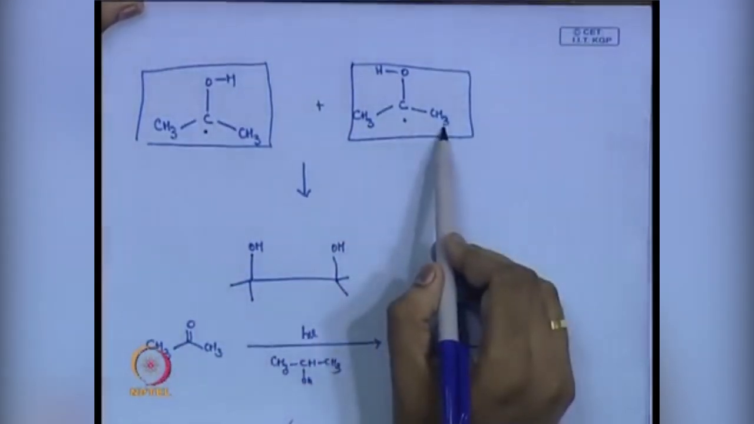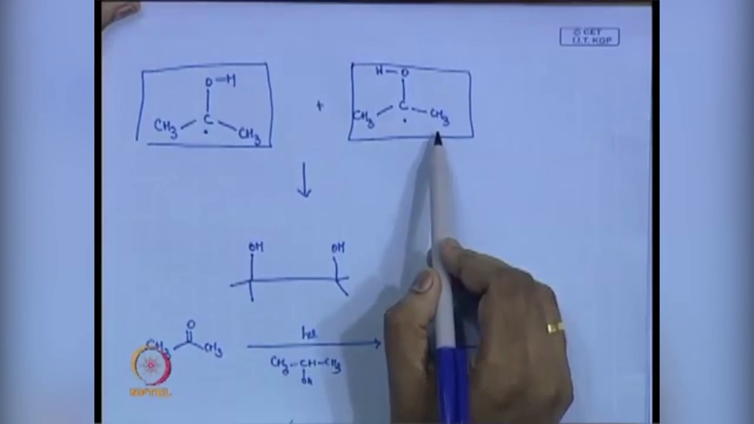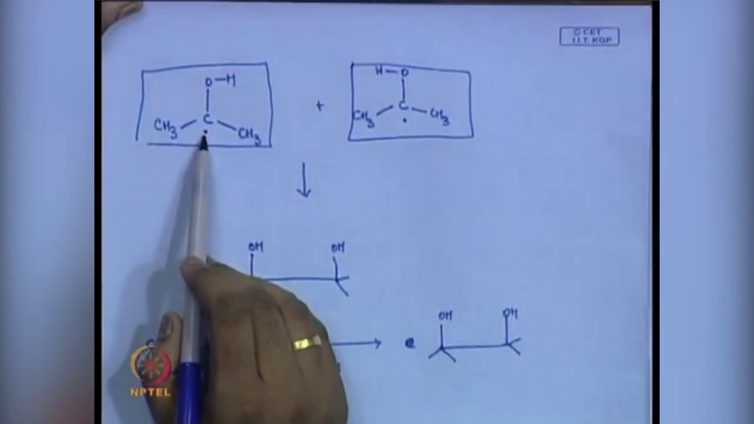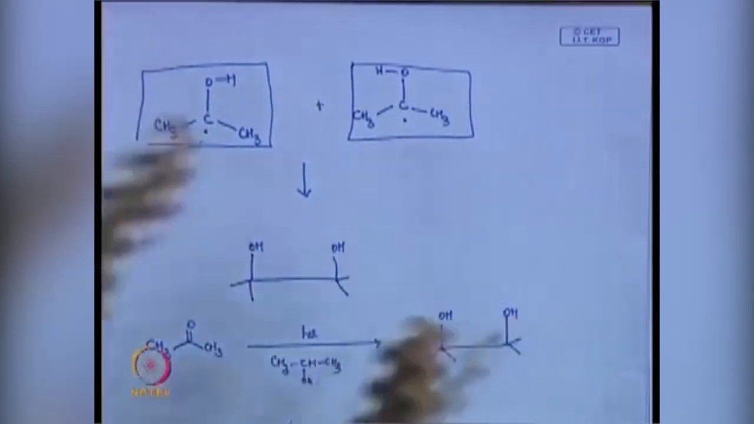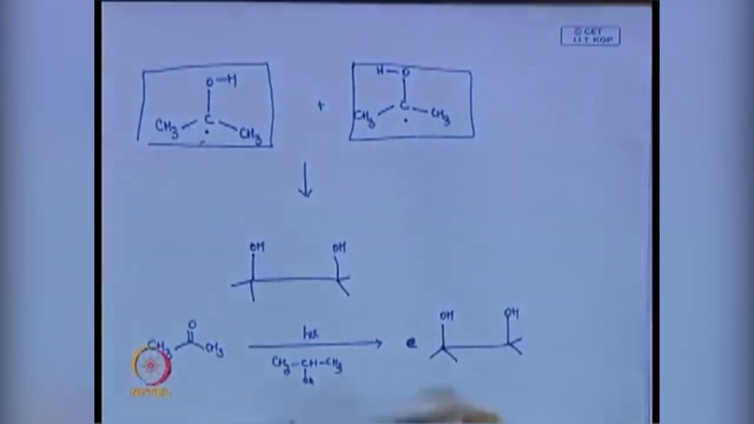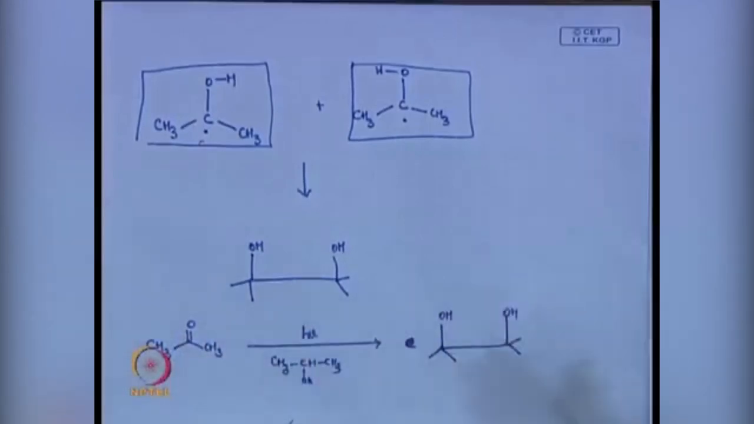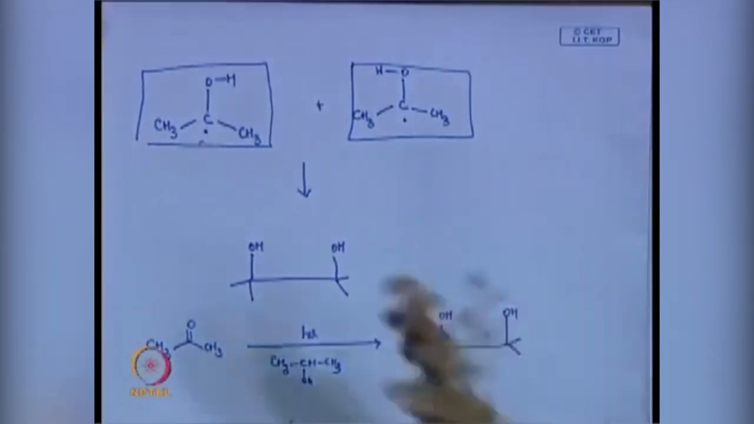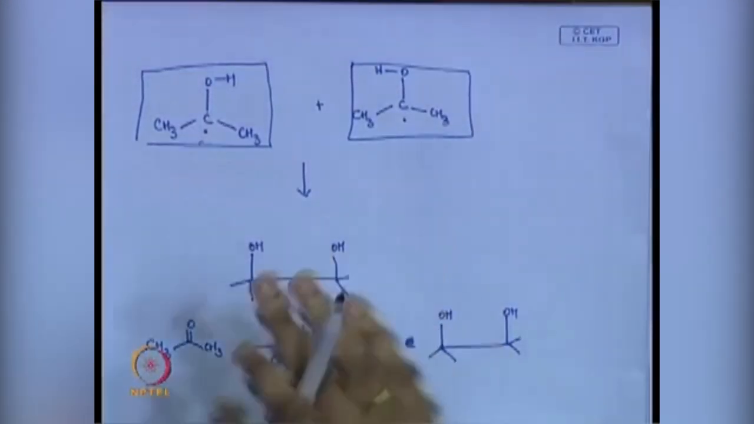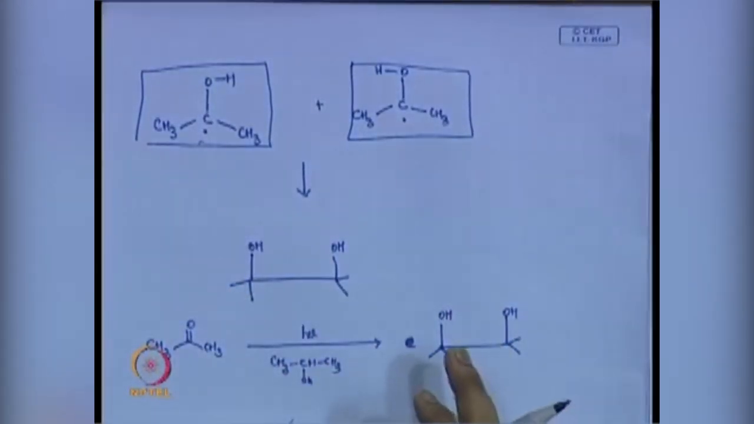If this is for example different, then think about it. This itself can dimerize to give me one product, this can dimerize to give me another product, and this and this can dimerize to give me another product. So, you can end up with three different products in that case. That is how it becomes tougher. For simplicity, we have taken isopropanol, so that it gives me only one product. But if I change the solvent a little bit, then everything will be different.